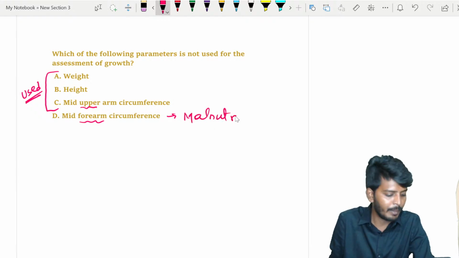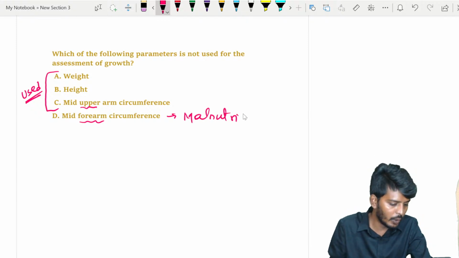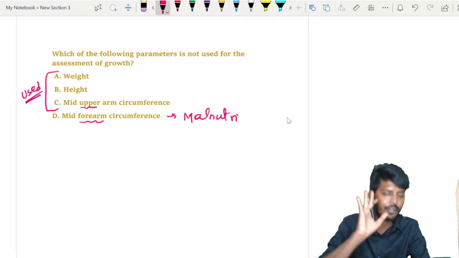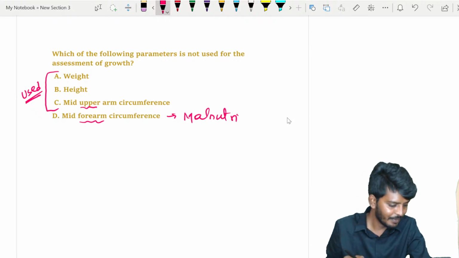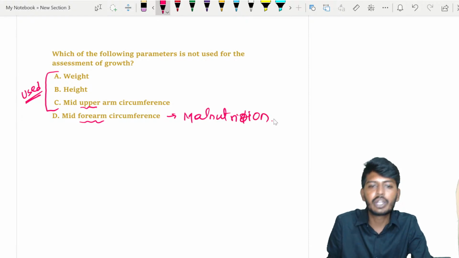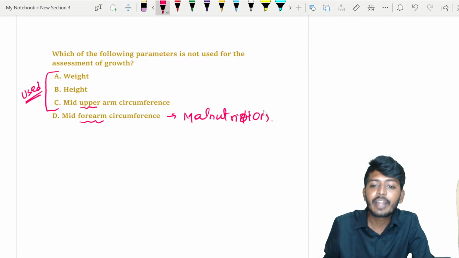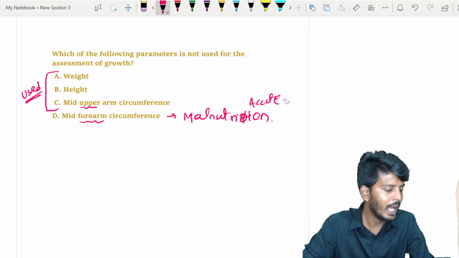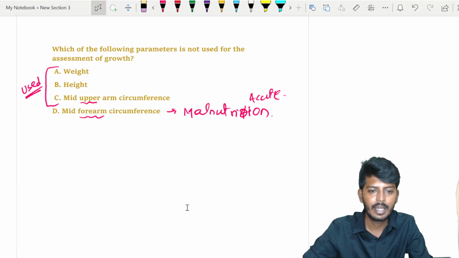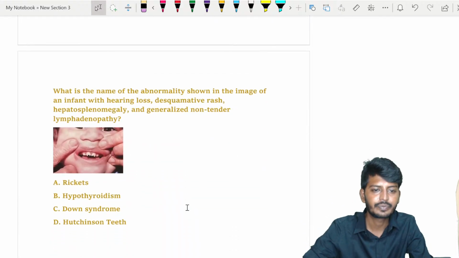Malnutrition. Very good, Vrunda Patel. Okay, so what is that? Malnutrition. That is used for which type of malnutrition? Acute malnutrition. Acute malnutrition measurement. Okay, let's go to the next question.